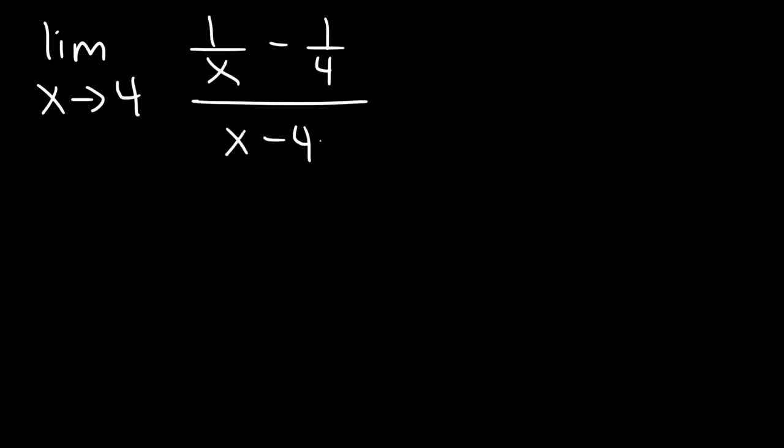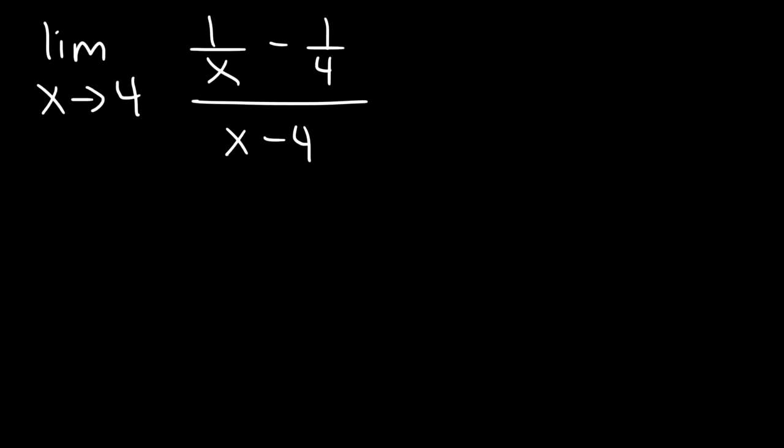Now what about this one? What is the limit as x approaches 4, given a complex fraction: 1 over x minus 1 over 4, divided by x minus 4? Now in this case, we can't factor. There's nothing to factor in this example.